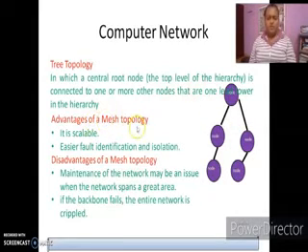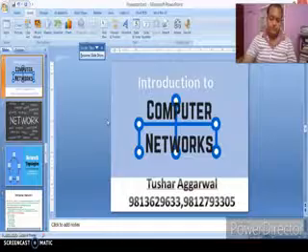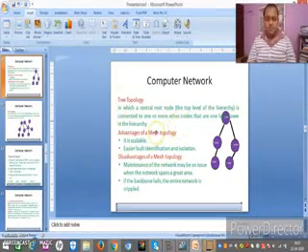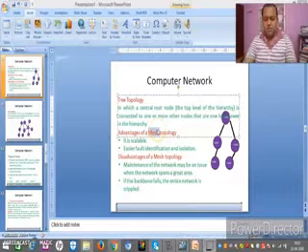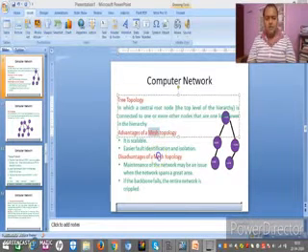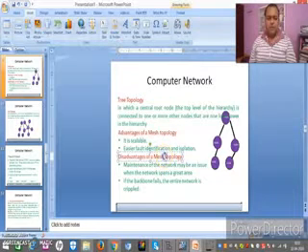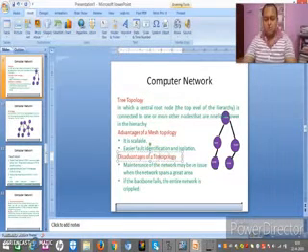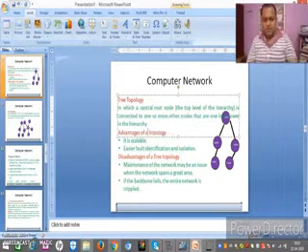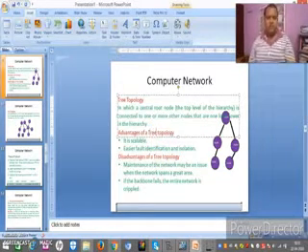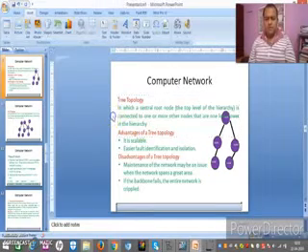Now advantages of a tree topology are: it is scalable, sorry, it is tree. I will make it tree. So it is tree topology. I can write it down. There are also examples of tree topology in which we can change the value. I will write tree here. Right. So is it clear now?